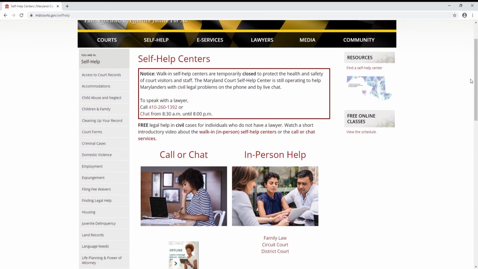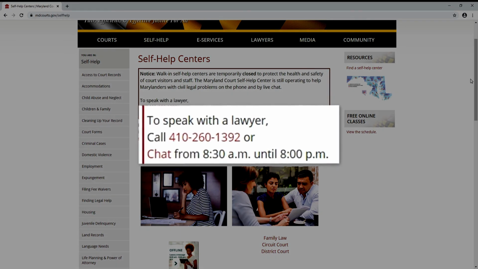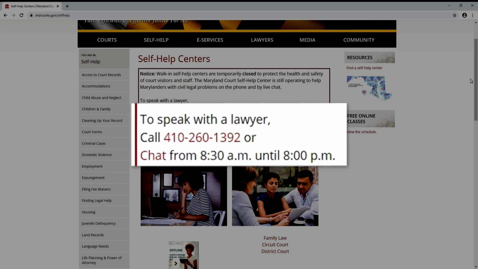Lawyers from the Self-Help Center cannot represent you in court, but they can provide brief advice and help with court forms. Call 410-260-1392. The call center is open most weekdays from 8:30 a.m. to 8 p.m.